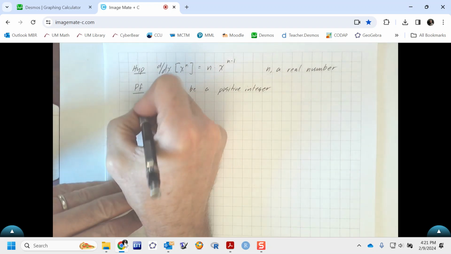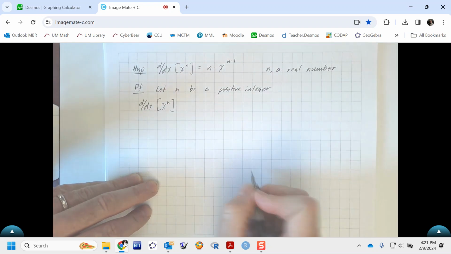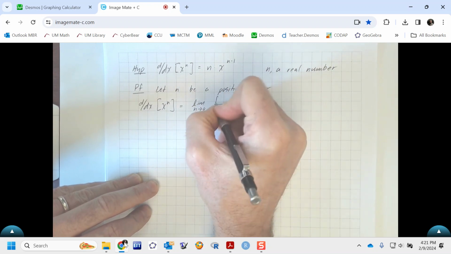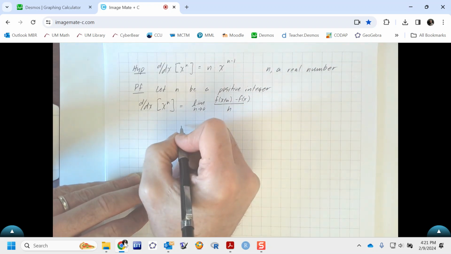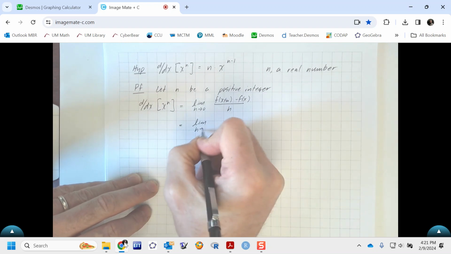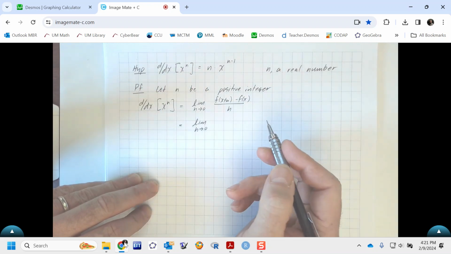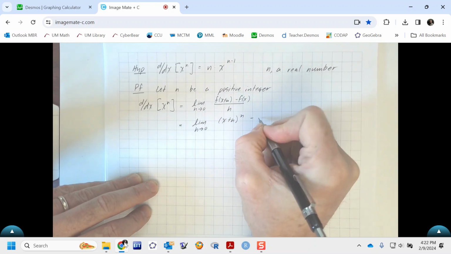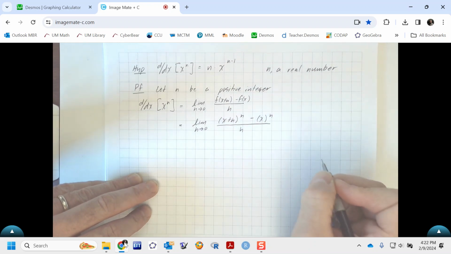Okay. And let's go ahead and get started by applying the definition. The derivative is always equal to the limit as h goes to 0 of the difference quotient, f of x plus h minus f of x, all over h. So in this case, we get the limit as h goes to 0 of, let's see, what is the function? Well, the function is x to the n, right? So we would have x plus h raised to the n minus x raised to the n all over h.